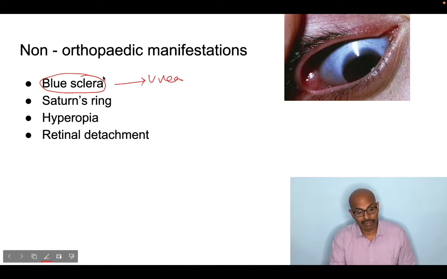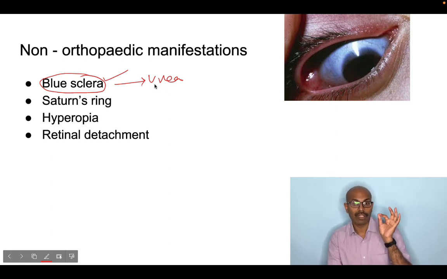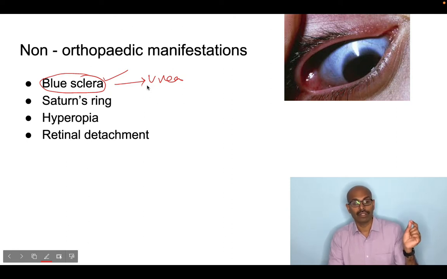This is a very frequently asked question. It's a short question, and it gets you marks if you get it right. So therefore you must remember blue sclera and osteogenesis imperfecta.